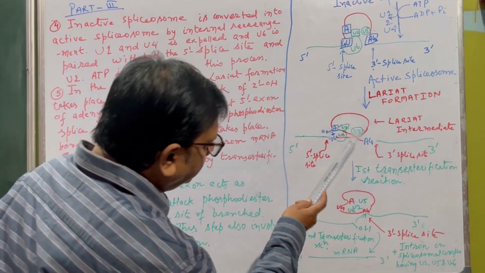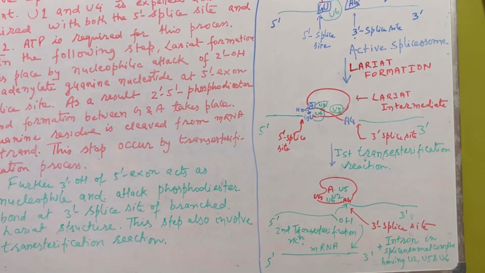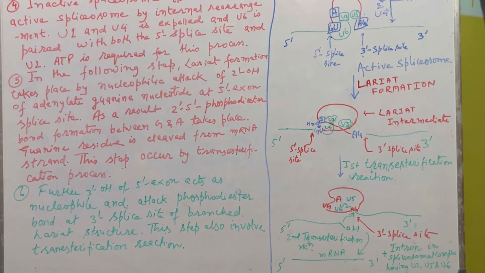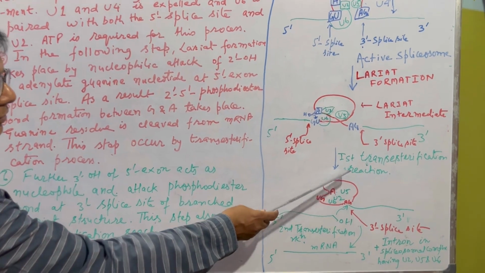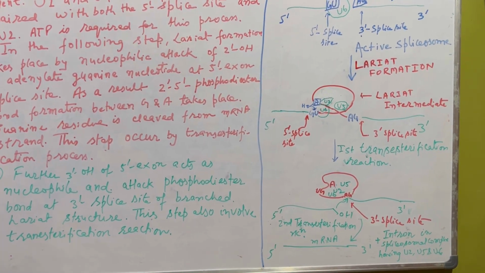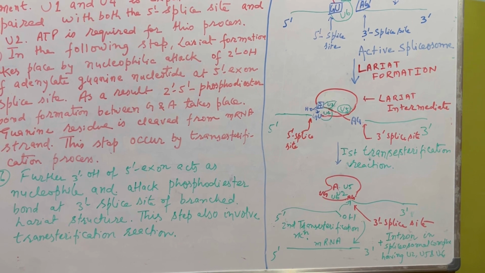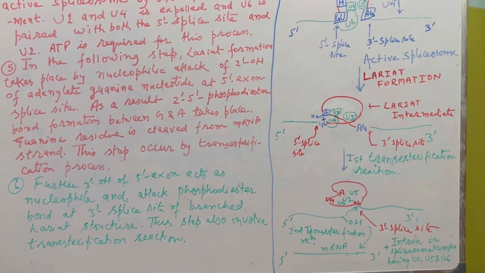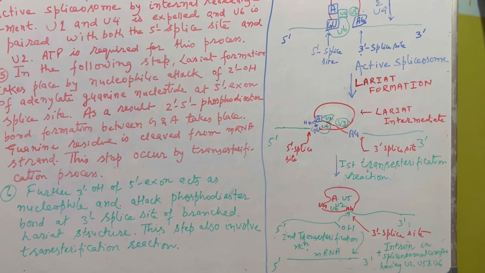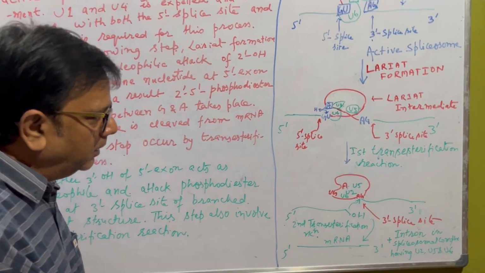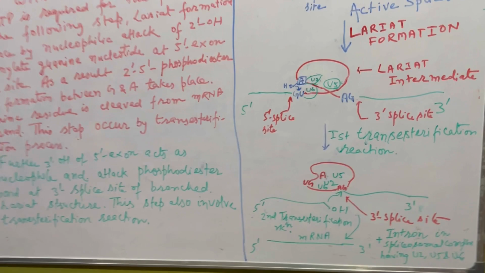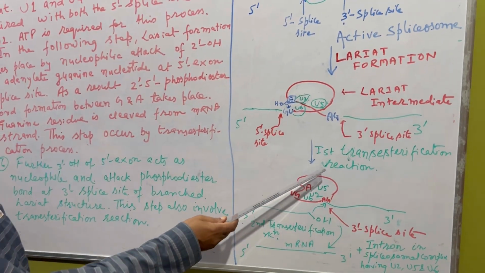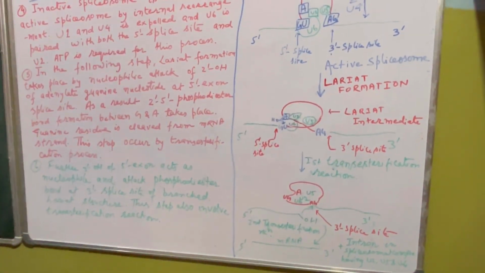And all this process obviously involves a trans-esterification reaction, and this is the first trans-esterification reaction, as I told you earlier during the introduction part, that splicing involves two trans-esterification reactions and spliceosome-mediated formation. So here is the first trans-esterification reaction.